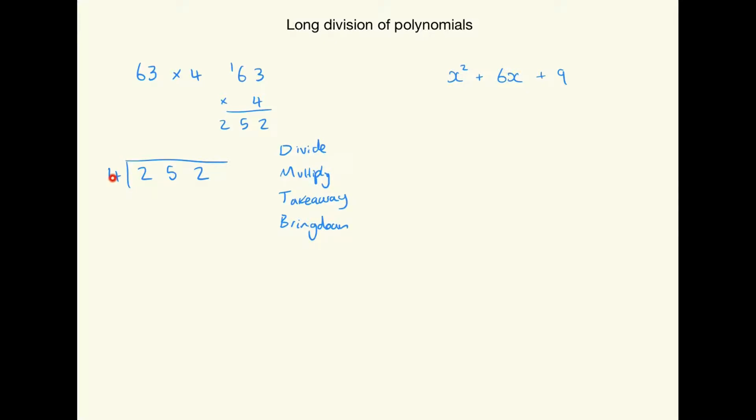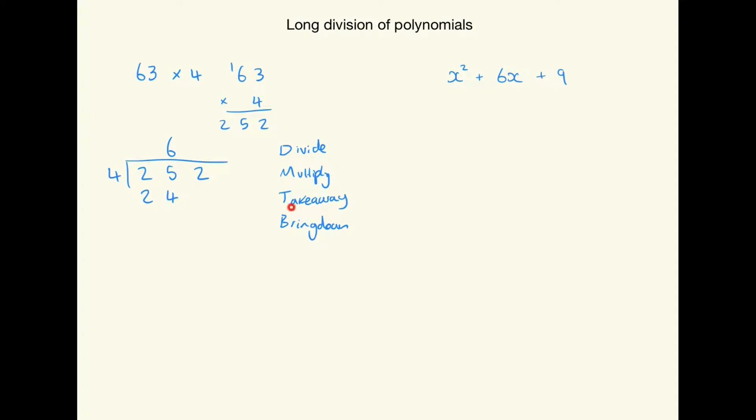So how many 4s go into 2? Well, you can't do that, so it's now going to be how many 4s go into 25? And that would be 6, right? Because 4 times 6 is 24. So that's the maximum amount of 4s that can fit into 25. So we've done our divide. We're now going to move on to multiply. So 4 times 6 is 24. So you write your answer below. We've now done our multiply.